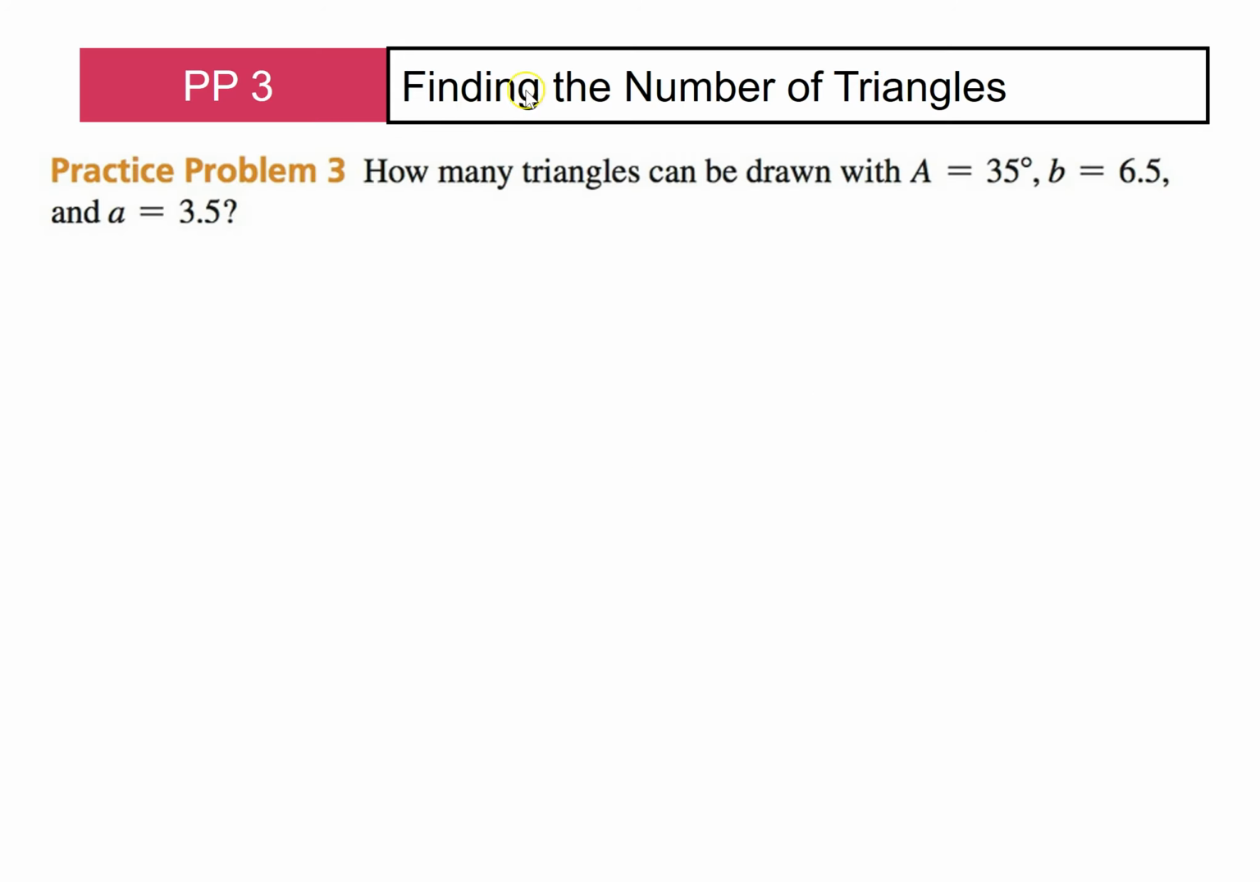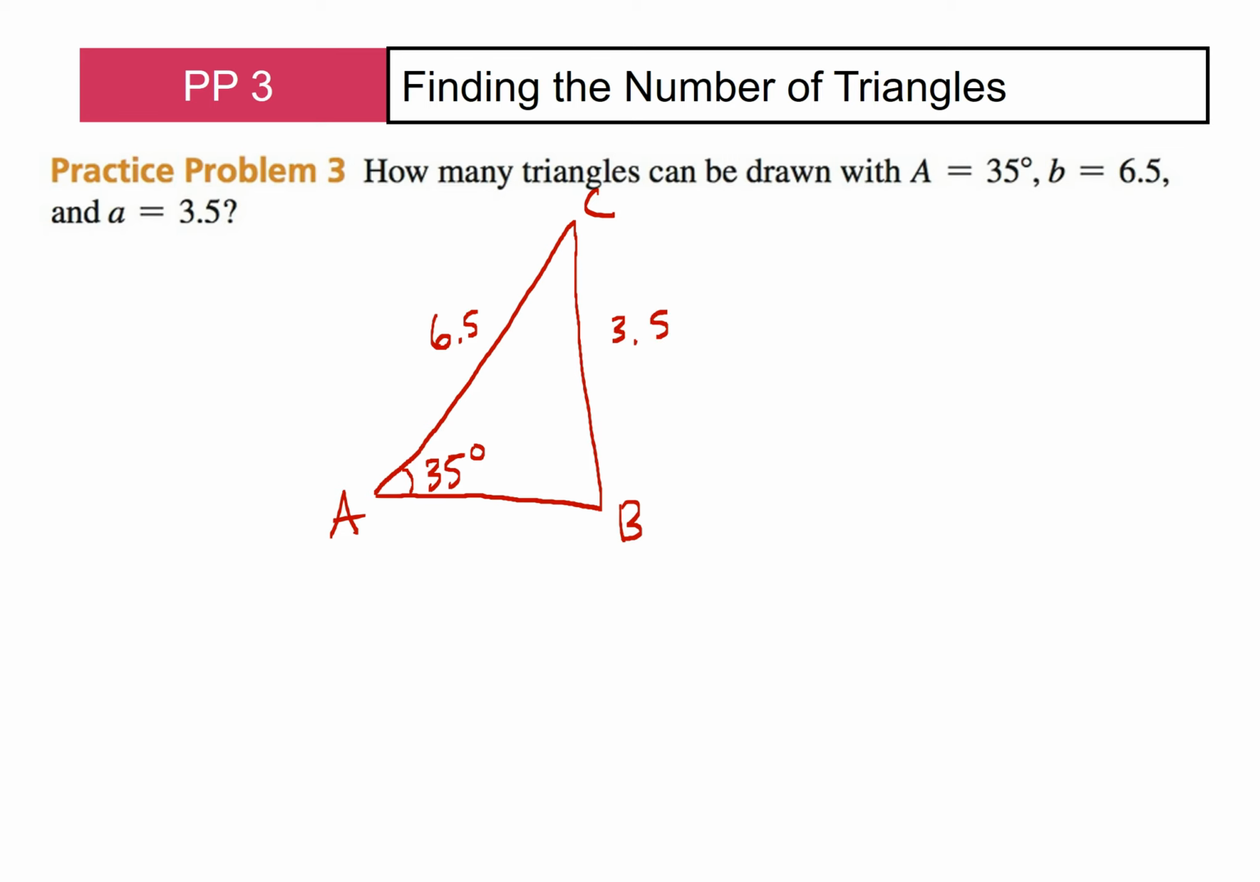All right, so let's go for it here. First things first, how many triangles can be drawn? So we're not solving for the triangles yet. We're just trying to see how many triangles we're going to have in the first place. The first thing we want to notice is, do we have an acute angle or an obtuse angle? In this case, 35 degrees is an acute angle. So I'm going to draw a small angle over here on the bottom. That is going to be 35 degrees, the A value. Then we have the B value and the C value. The B is 6.5 and the A is 3.5.